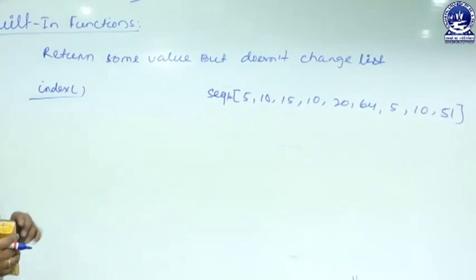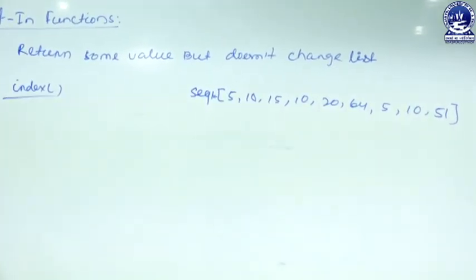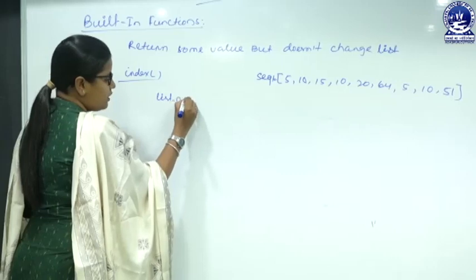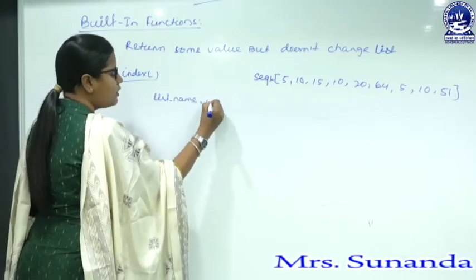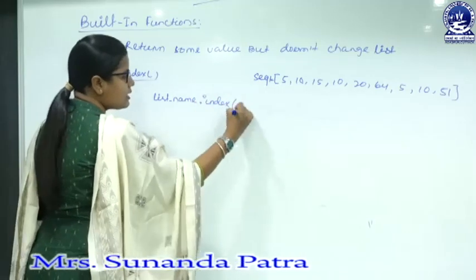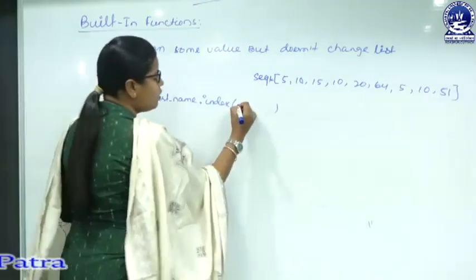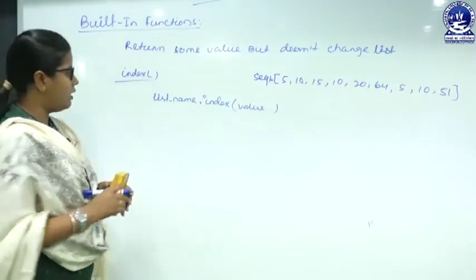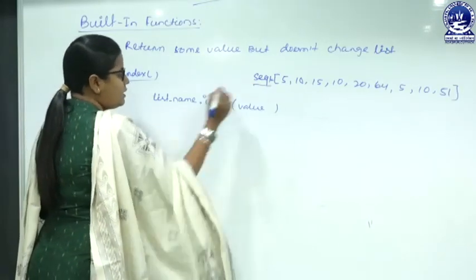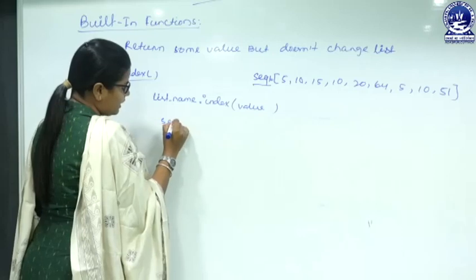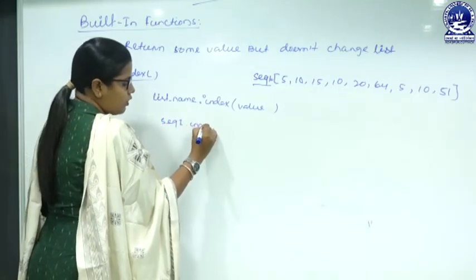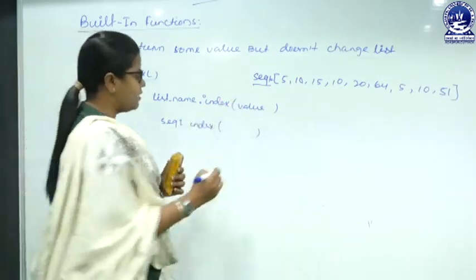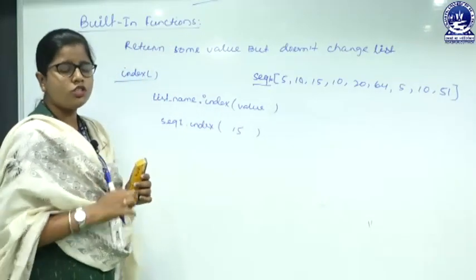Here I want to return the index value of, suppose, 15. How can we write that? Like count, we should first mention the list name, then dot, then we call the built-in function index, and inside the parentheses we give the value or element for which we want to return the index value. So here the list name is sequence 1. I can write sequence 1 dot index, and I want to return the index value of 15, so here I have to mention 15. So what is the index value?